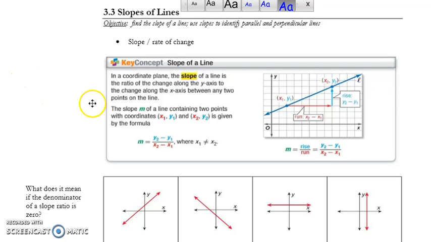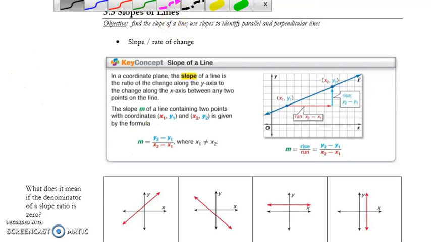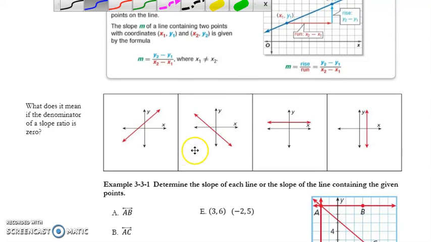So in lesson 3.3, we're going to review some slope that you've already learned in Algebra 1. So we have our slope formula here. Slope is rise over run. So we have the difference of our rise, which is our y values, and then we have the difference of our x's, which is our run. So let's take a look at these four types of slope that we have.